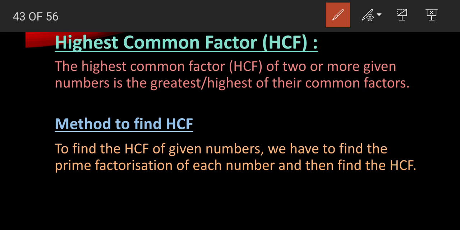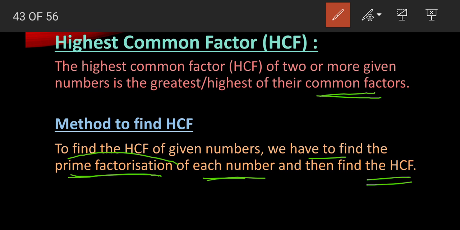To find the HCF of given numbers, we have to find the prime factorization of each number first, then we have to find the common factors from that, then we can find the HCF. Prime factorization means we have to write a number as the product of prime numbers, or you can say prime factors.